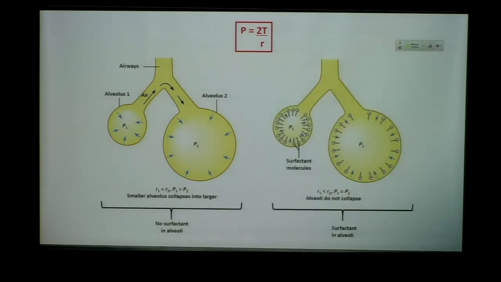All right, and that's what we can see on this slide. So as we see here, those interactions are being broken up by that surfactant, that detergent, and so we don't have a higher pressure here. We have equal pressure between these two alveoli, and air is not moving from one to the other, but it's equal.